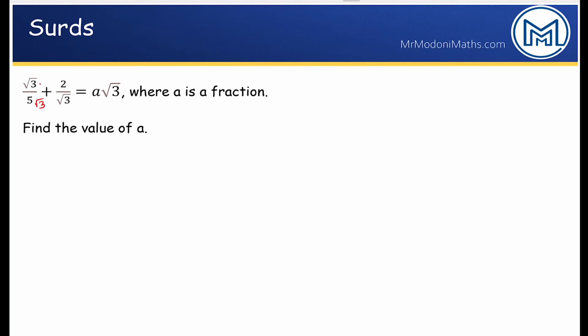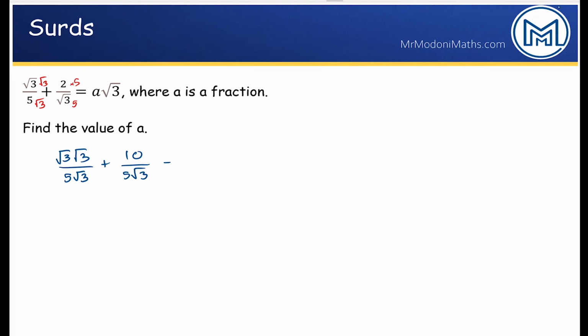And I will do the same on the numerator, and I will multiply the denominator on the right hand side by 5, and I will do the same thing on the numerator on the right hand side. That will get me equivalent fractions with the same denominator. So this then becomes root 3 over 5 root 3 plus 10 over 5 root 3.